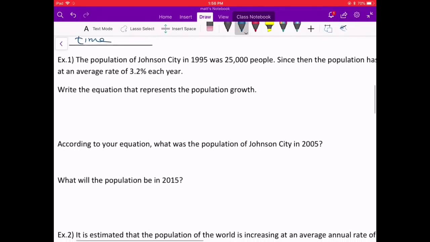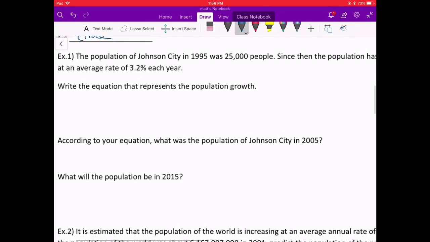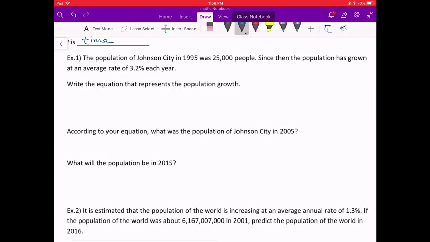All right, so the population of Johnson City was 25,000 people in 1995, and since then the population has grown. Okay, so this is going to be exponential growth for us. So that's Y equals C times 1 plus the rate to the T power, with T for time. All right, so we're going to go ahead and fill in the information that we know so that we can get it appropriately input in the right locations. So 25,000 people was the population in 1995. Then it started growing from there, and today we're going to look at what the population was in 2015.